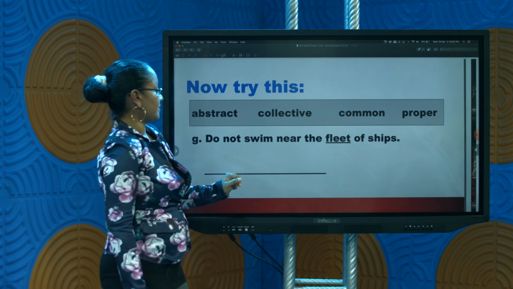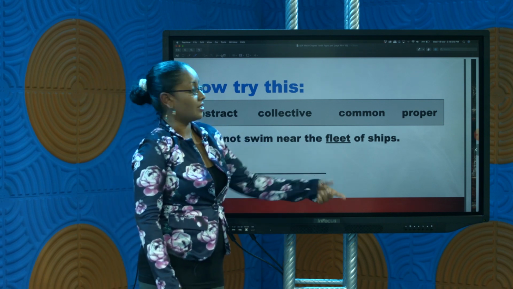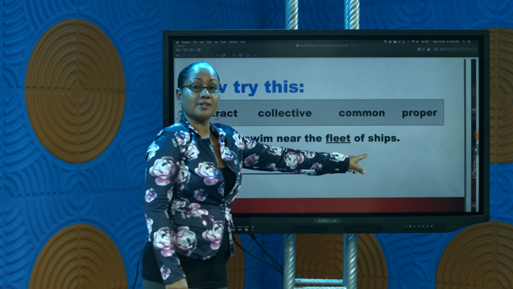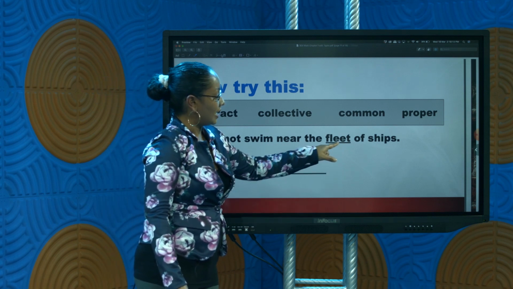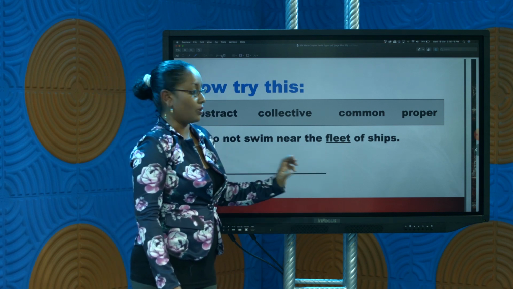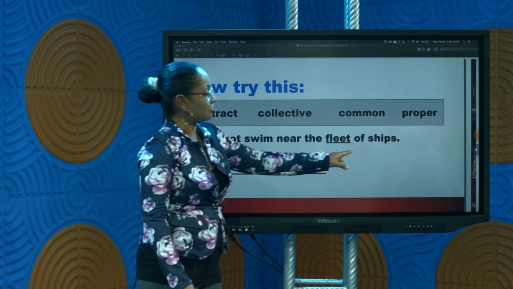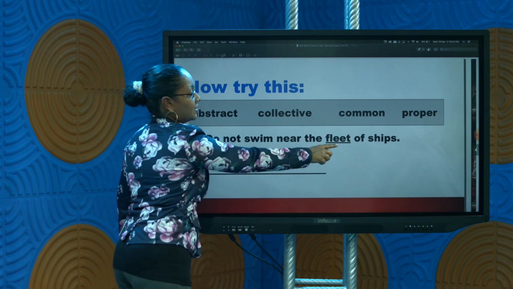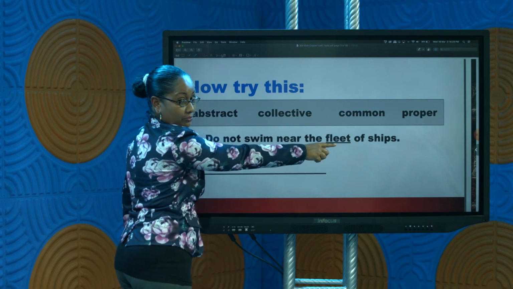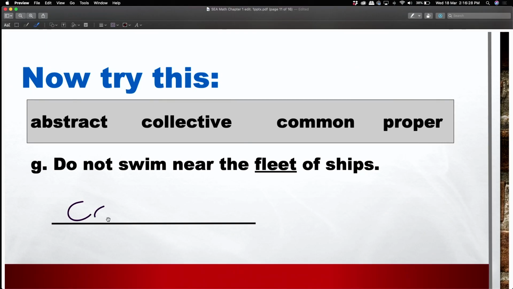So let's look at this. Do not swim near the fleet of ships. Ships, of course, are nouns because they are things, but fleet is the underlined word. Therefore, fleet is our collective noun that describes a whole bunch of ships. So if we were to see the word fleet before that plural noun there, we would choose in our paper collective.